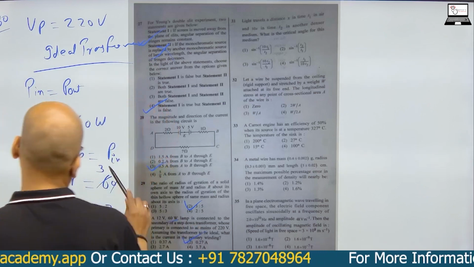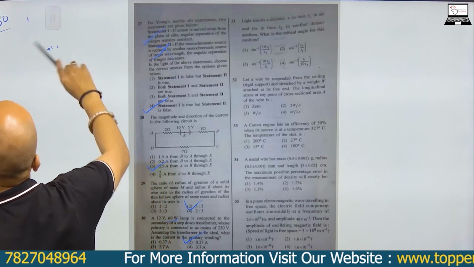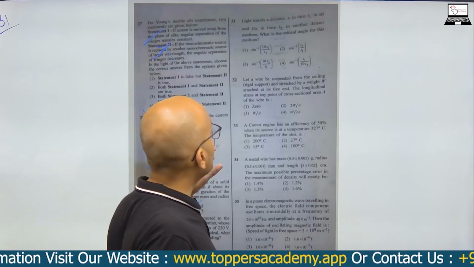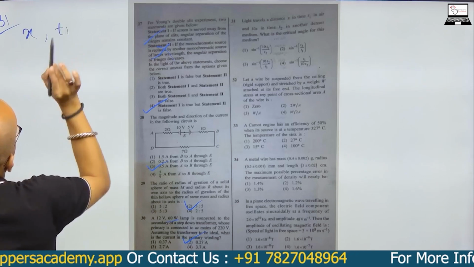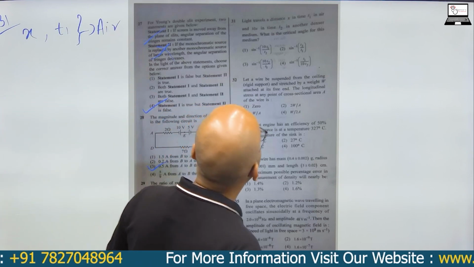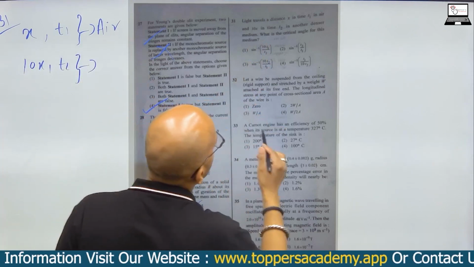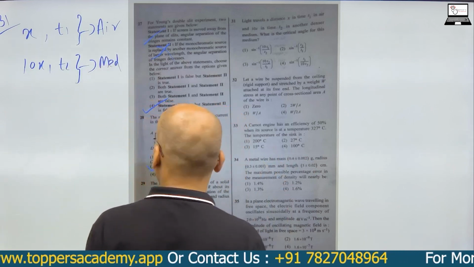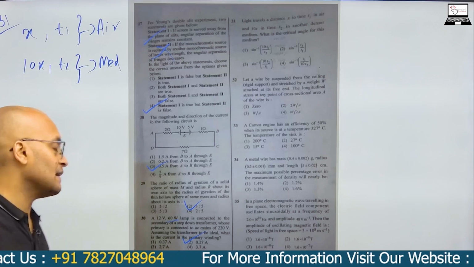Moving on. Question number 31. Light travels a distance x in time t1. So light is traveling distance x in time t1 in air. Okay, this is done in air, and distance 10x in time t2 in another medium. What is the critical angle for? Direct question, such a direct question. Directly asking critical angle.